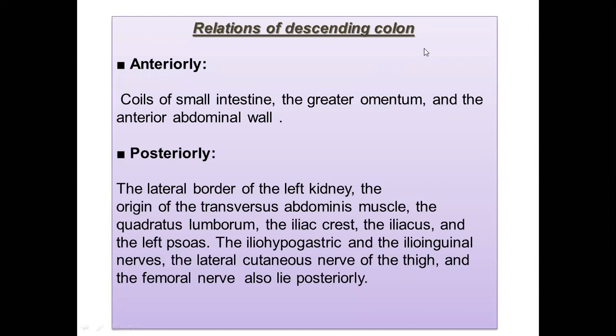But as the descending colon is on the left side, the left psoas muscle will be there. There will be the iliohypogastric and the ilioinguinal nerves, and the lateral cutaneous nerve of the thigh and the femoral nerve also lie posteriorly. So the relationship is similar, just the extra thing is that it is on the left side. So the left psoas muscle will be there, and also the lateral cutaneous nerve of the thigh and the femoral nerve. These three are extra things in the posterior relationship of the descending colon.